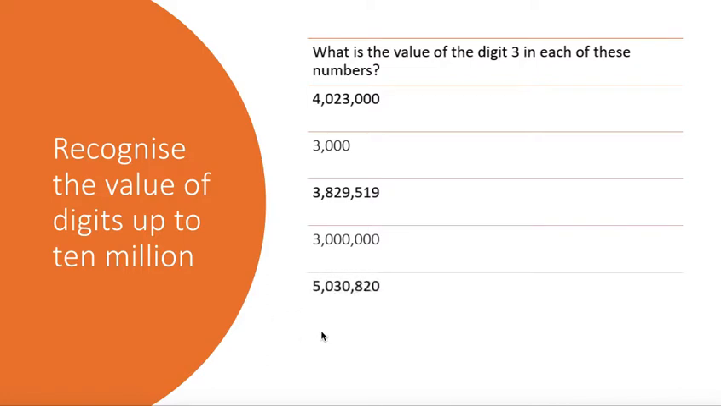Third and final example, 5,030,820. Spot the 3. Let's have a look. Units, tens, hundreds, thousands, tens of thousands, hundreds of thousands, millions. Whereabouts is it? Say it, write it. Let's look together. It's in the 30,000 spot. It's in the tens of thousands, so we say it's 30,000. Well done.